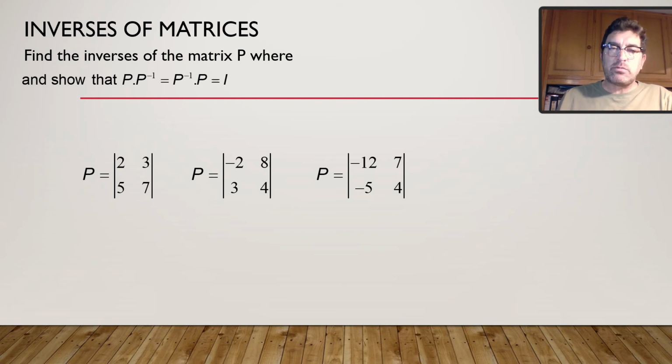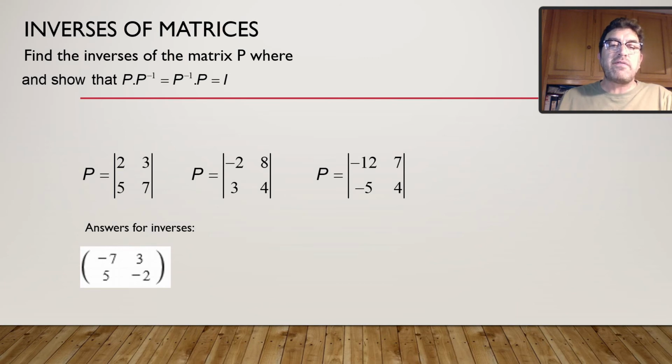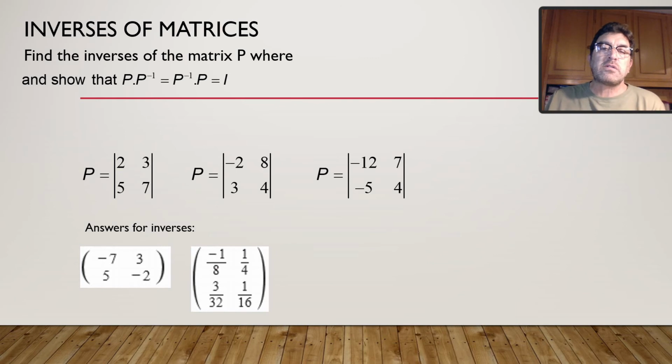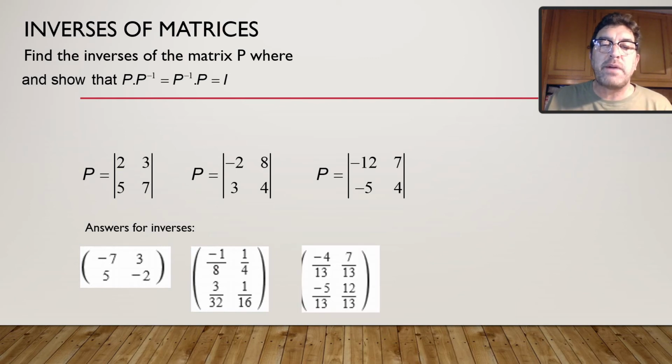Okay, let's see what you did. We're just going to put the final answers on the screen. The answers for the first inverse: minus 7, 3, 5, and minus 2. The second P, the inverse looks like that. And for the third matrix, the inverse does indeed look like that. And I'm sure you got all of that right. If you did not, just go back and check for multiplication errors where there were fractions or for signs that you did not use correctly.